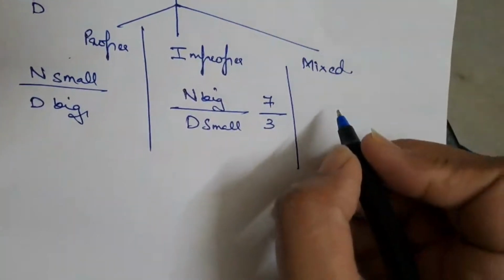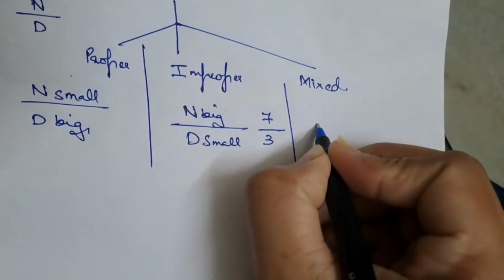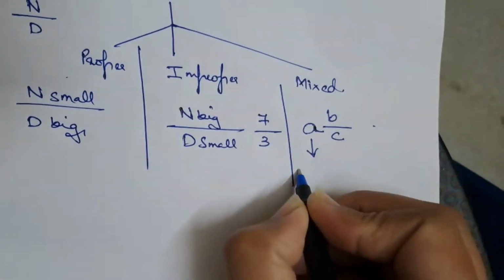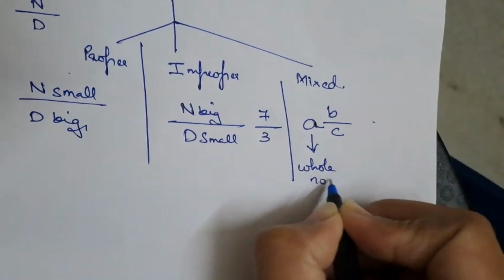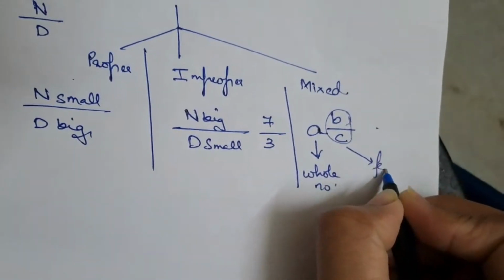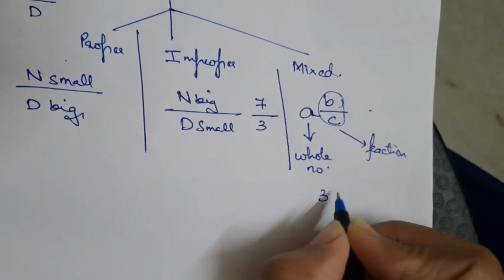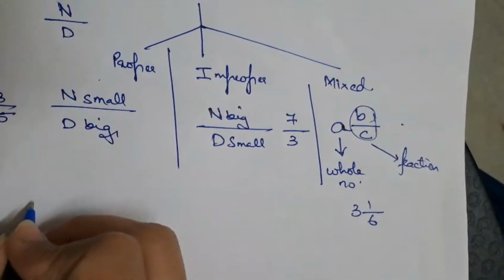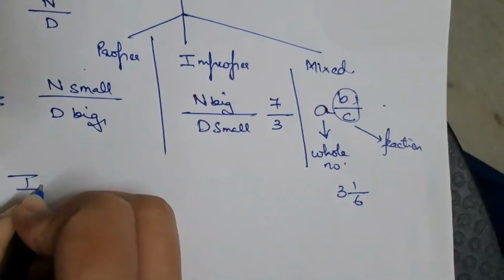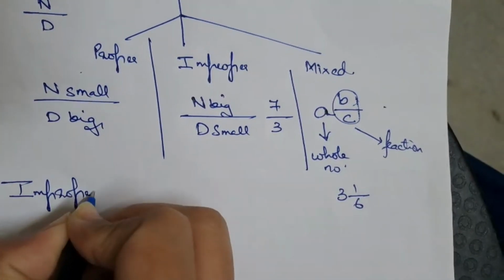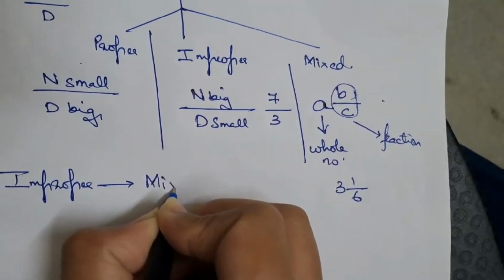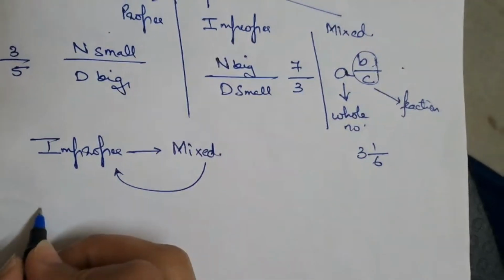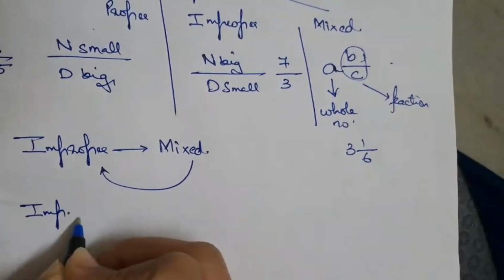Then you have a mixed fraction. What is a mixed fraction? If it comes in the form of a, b upon c, or I can say it comes as this part being a whole number and this part being the fraction, this combination is called a mixed fraction. So 3 1 by 6 is a mixed fraction that I have in here. Now here what we usually do is we convert improper fractions to mixed fractions, and vice versa. So let's learn the first trick wherein I'm converting from improper fraction to mixed fraction.